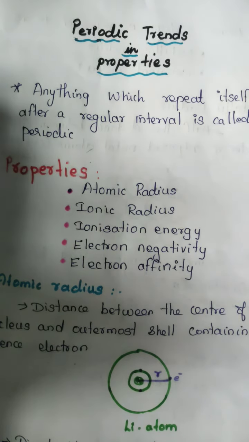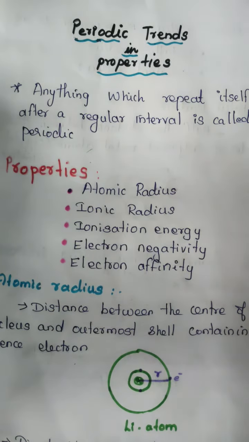First one, atomic radius. The distance between the center of the nucleus and the outermost shell containing valence electrons is called atomic radius. The distance between the center of the nucleus and the outermost shell containing valence electrons is called what? Atomic radius. It is like a circle. How will you find the radius of a circle?